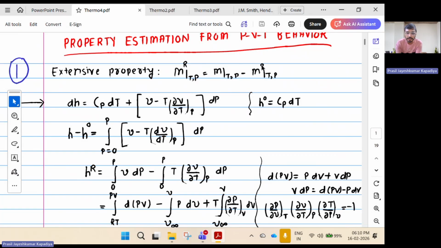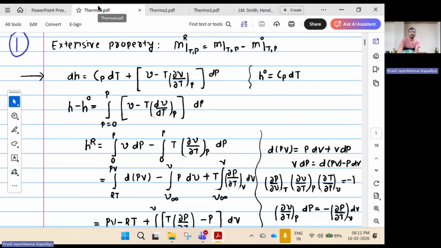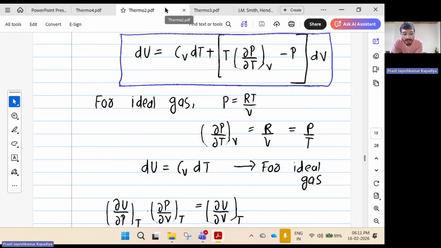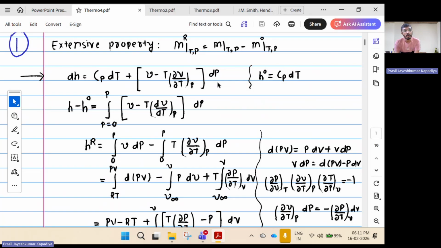So ideal condition is denoted by zeroth sign. If we put this equation of dH, this we have studied: dH is equal to Cp dT plus V minus T del V del T at constant pressure dP. So this is what equation is written.